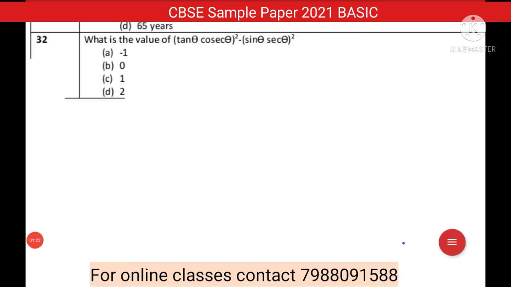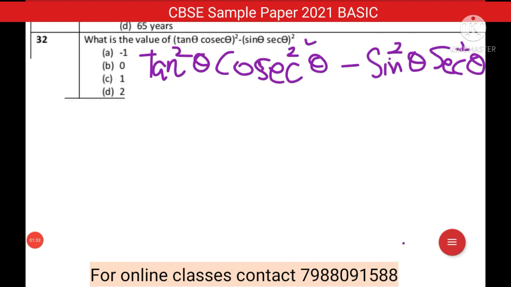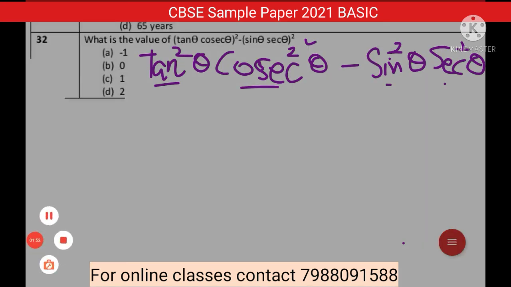In question number 32, we have to find the value of this expression. So, let us open the square. I have tan theta cosec theta square. So, this gives me tan square theta cosec square theta minus sin square theta secant square theta. Now see, there is a mixture of tangent, cosec, sine and secant. So what we should do is we should convert all of them to sine theta or cos theta. So we have a formula for all of them to be converted to sine or cos. So let us convert one by one.